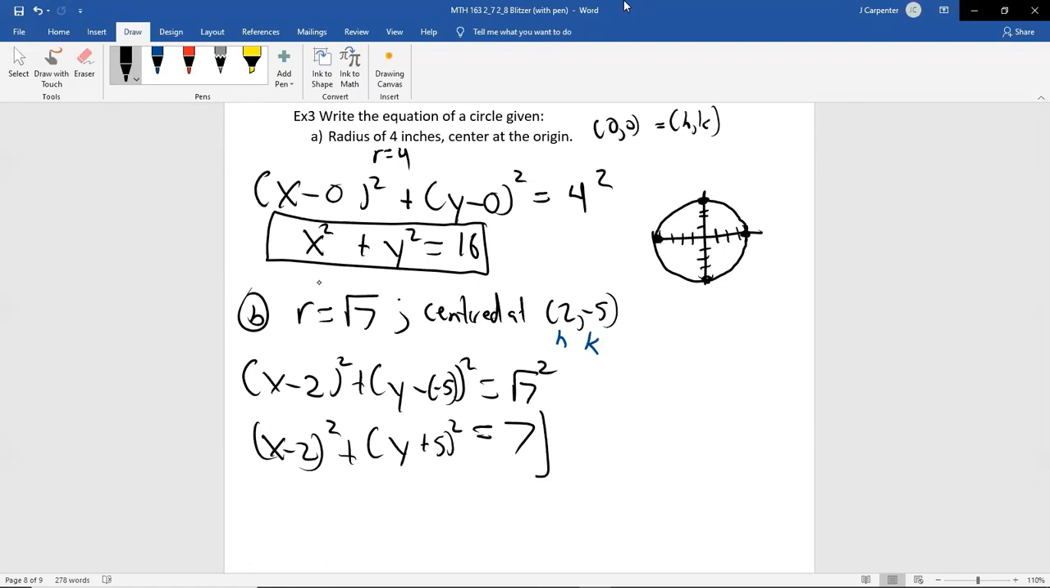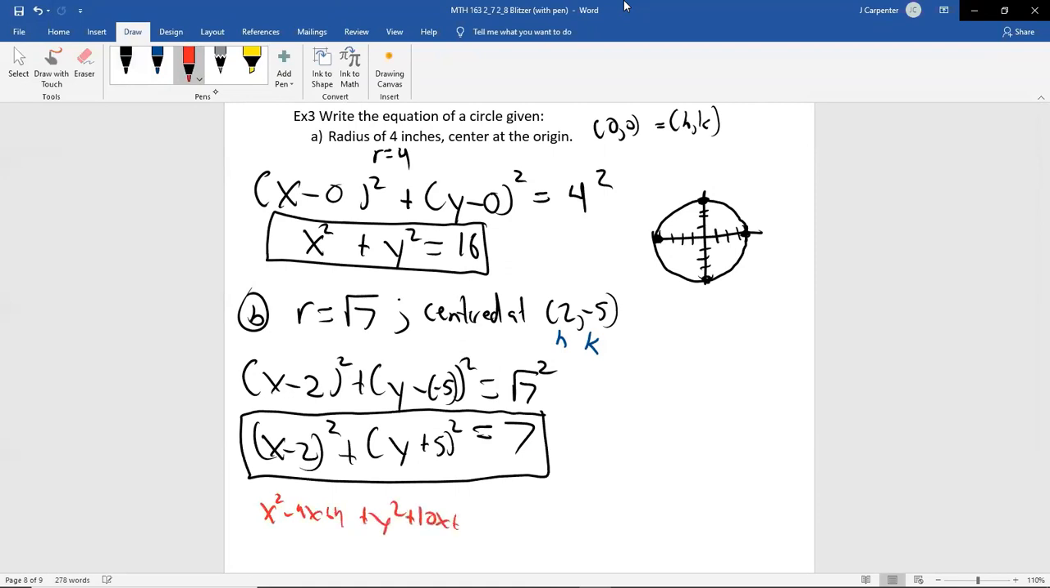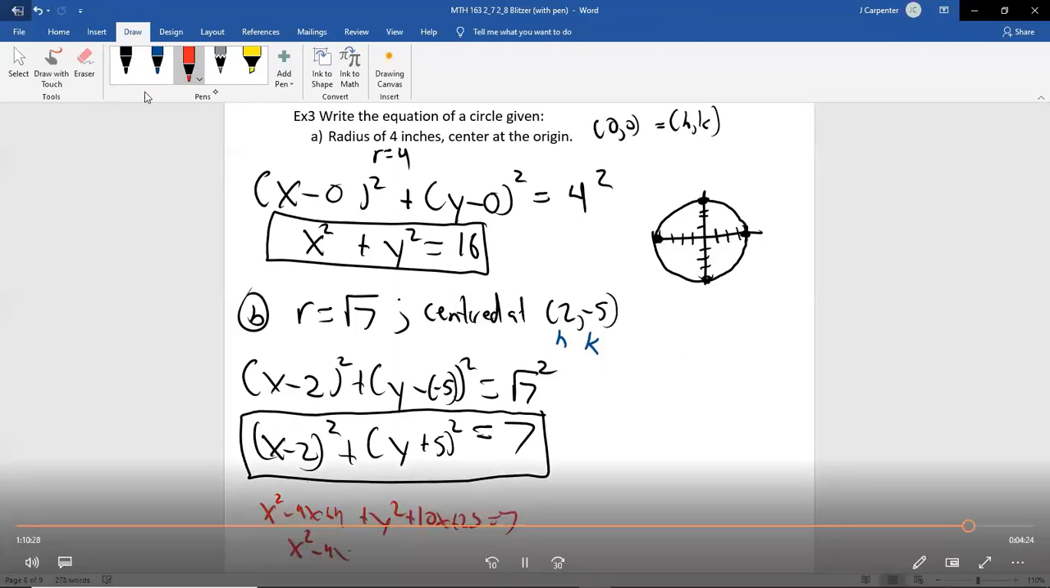And that's our answer. You might say, Mr. Beckner, why aren't you doing the x minus 2 times x minus 2 in foiling and the y plus 5 times the y plus 5 in foiling? Sure, you could. It's going to look a lot uglier. It's going to end up looking like x squared minus 4x plus 4 plus y squared plus 10y plus 25 equals 7. And you could change that up to be x squared minus 4x plus y squared plus 10y plus 29 equals 7. You could even move the constant over.